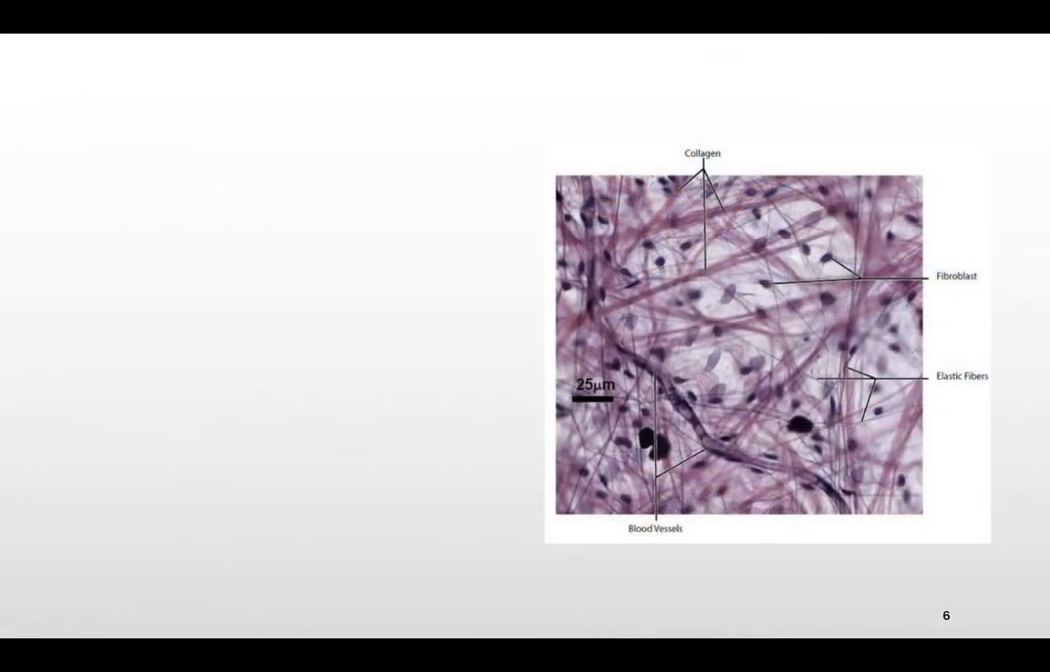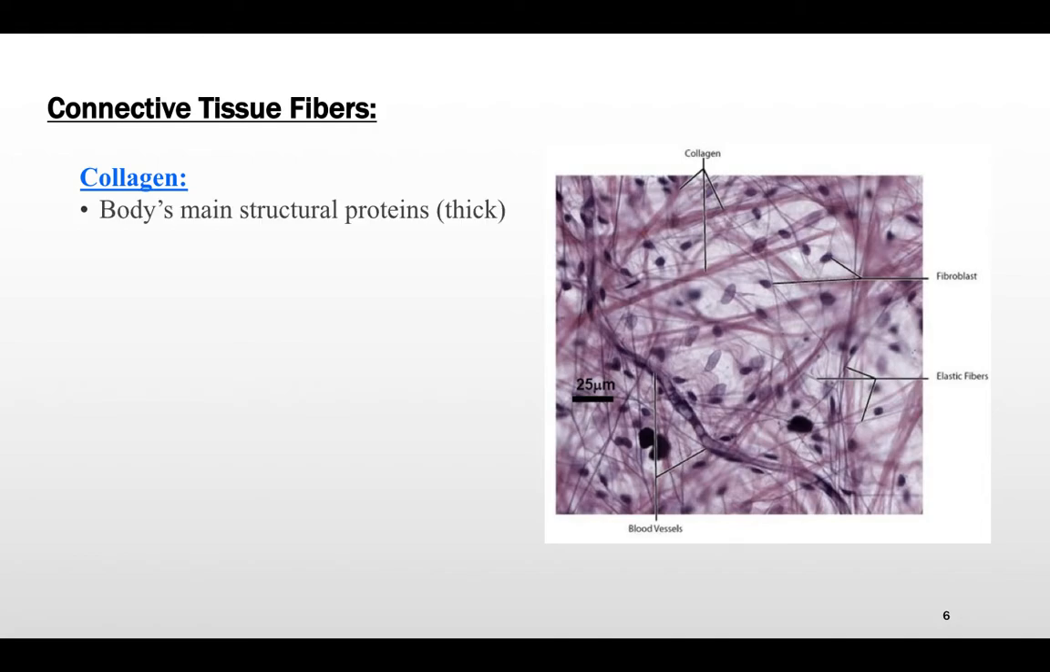We'll also see 3 different fiber types. Collagen is our body's main structural protein, and it's going to be the thickest. So on this diagram right here, it looks purple, and it almost looks like the broadest kinds of hairs on here. These are collagen fibers. They're really strong, but they also have flexible bend to them.